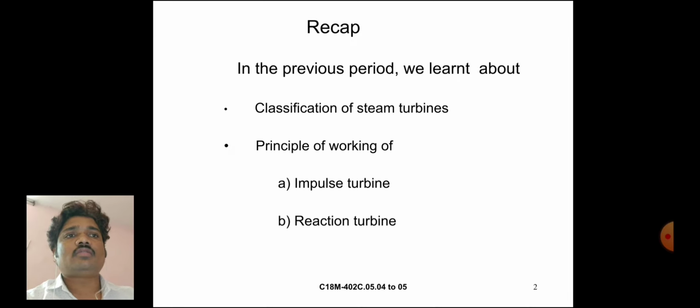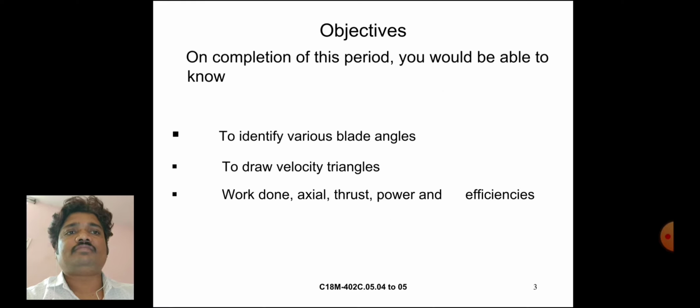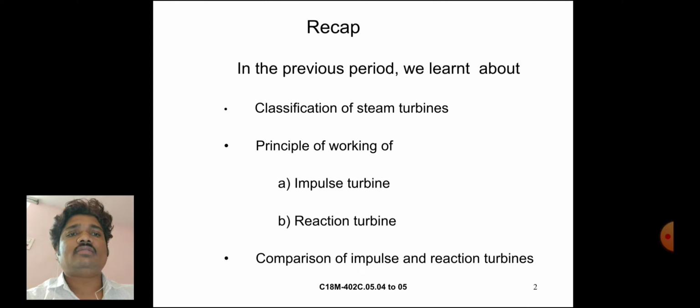in the previous class we learned about the classification of steam turbines, the working principles of steam turbines, impulse turbines, reaction turbines, and the comparison of impulse and reaction turbines. This topic was completed in the last class.